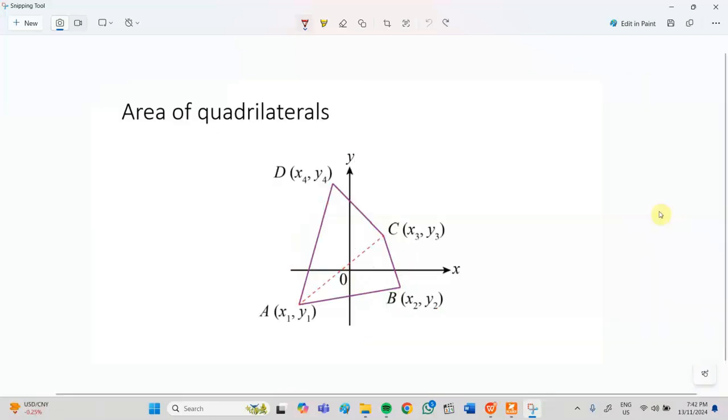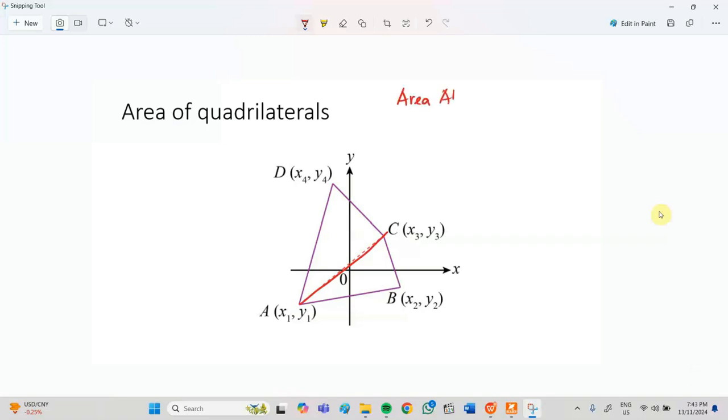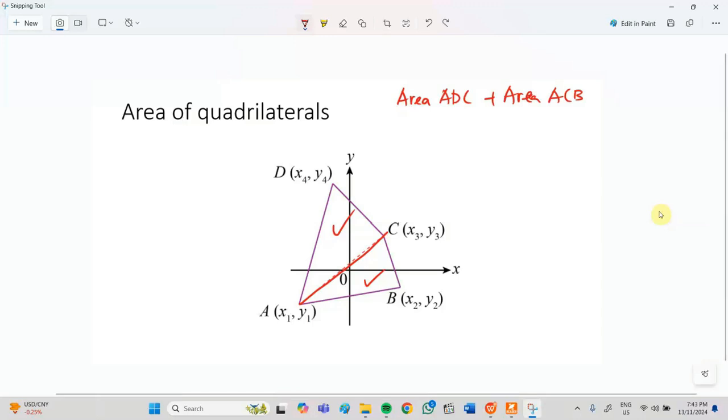Then we have areas of quadrilaterals, which I'm not going to show in this video, but I'll explain how you do it. First, you divide the quadrilateral into two triangles. Hence, you find the area of triangle ADC, and you find the area of triangle ACB by using the same steps that I did just now. Then you combine all the terms so that it matches the formula that is given.